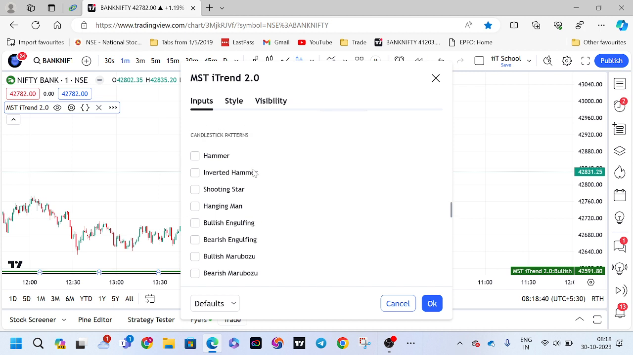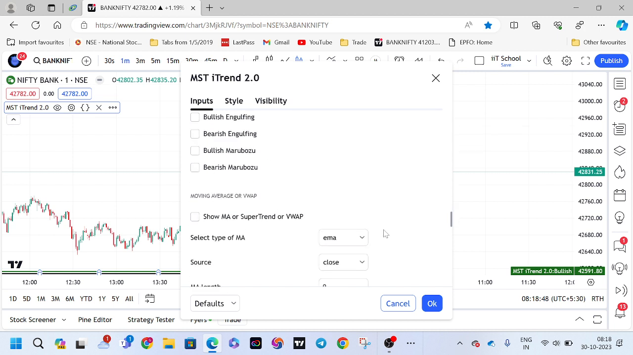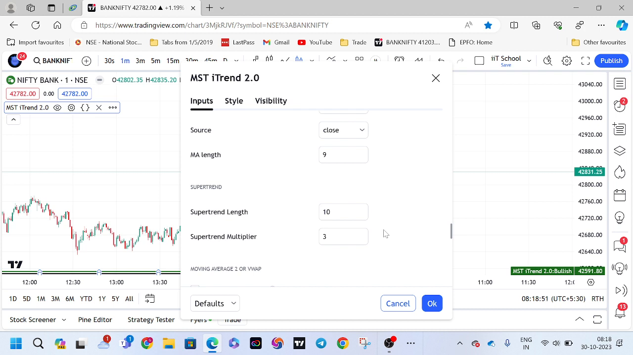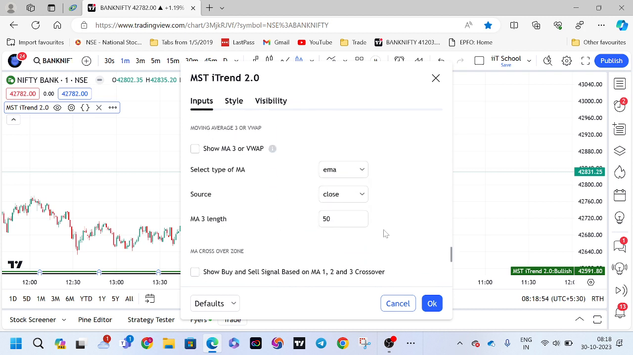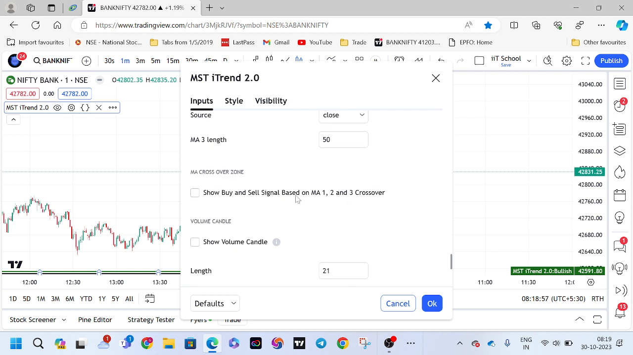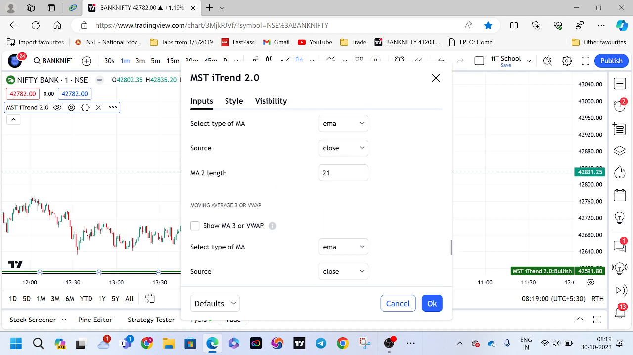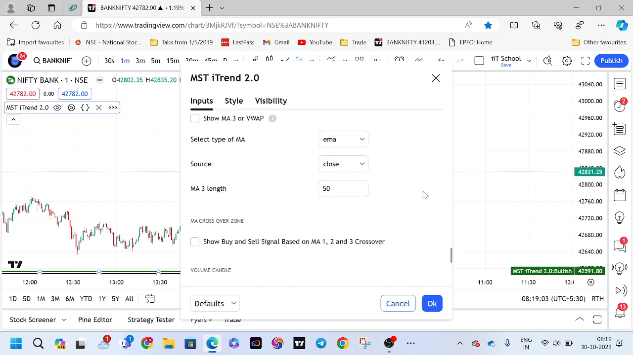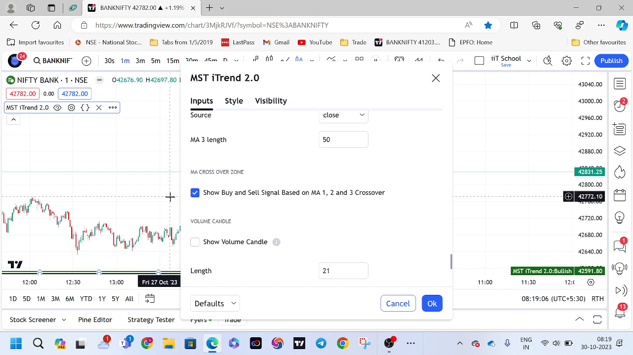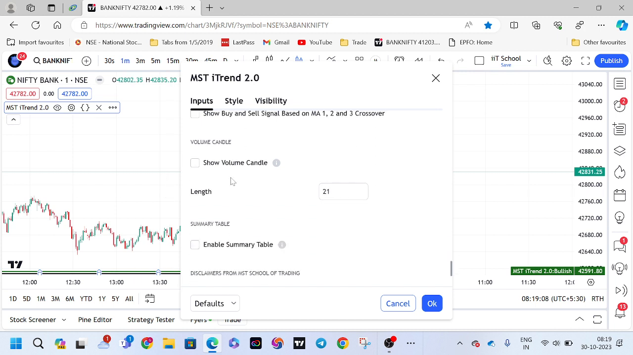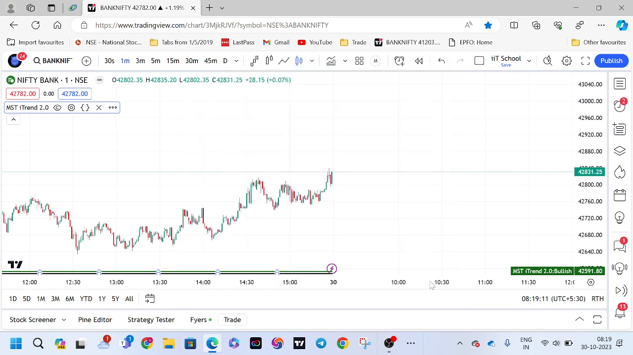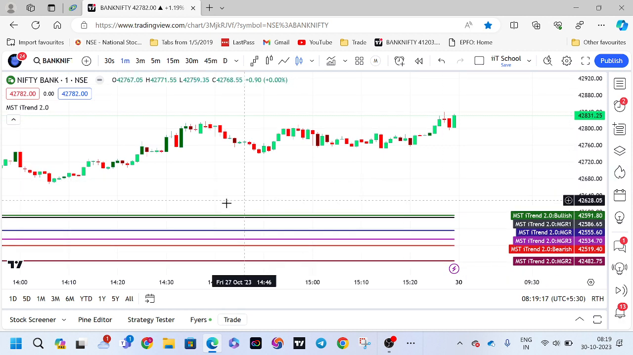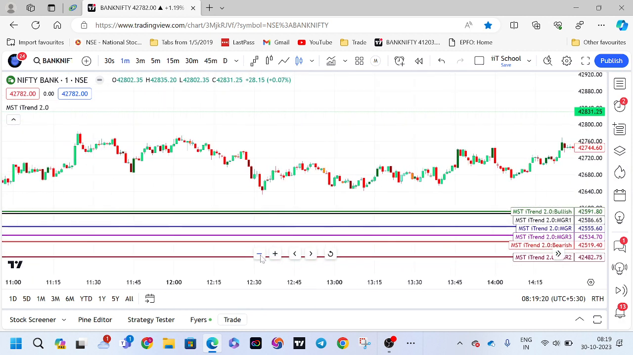Also we have given important candlestick patterns like hammer, inverted hammer, shooting star, hanging man, bullish engulfing, and bearish Marubozu. Here we have given 3 moving averages along with the super trend and VWAP. Also we have given an option for moving average crossover. You can change the moving average numbers here as you want, and whenever the moving average crossover happens, it will be notified to you. And volume candle: based on each candle's volume you can also trade. When the candle is breaking the support or resistance, if it has high volume, it is considered a good breakout.